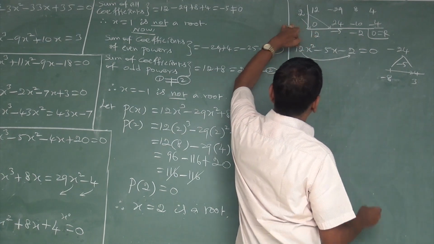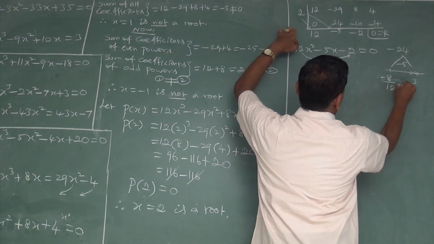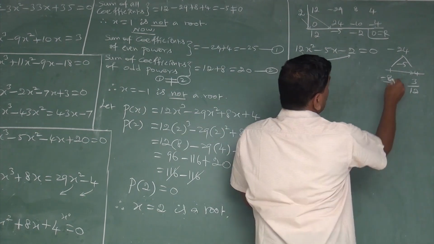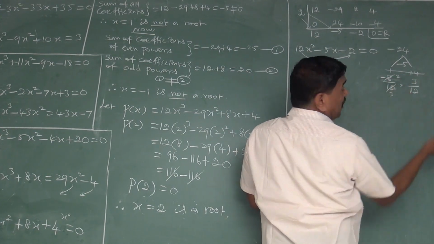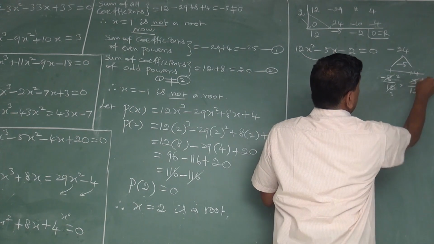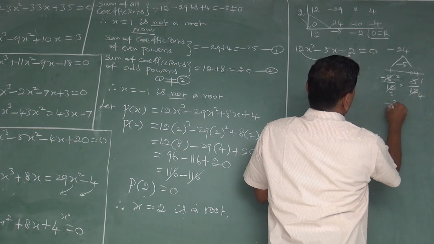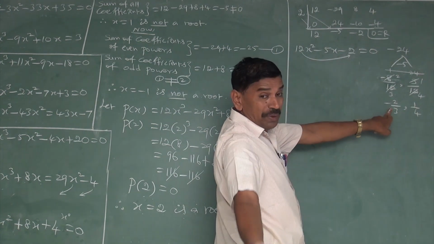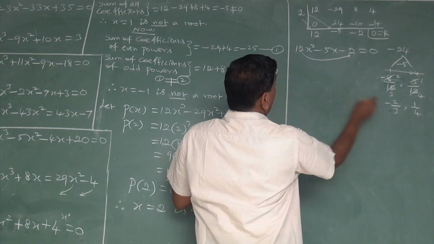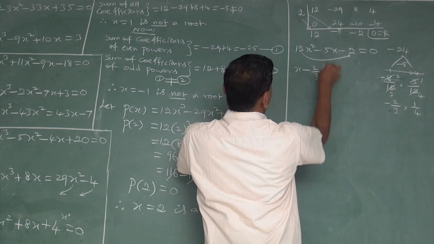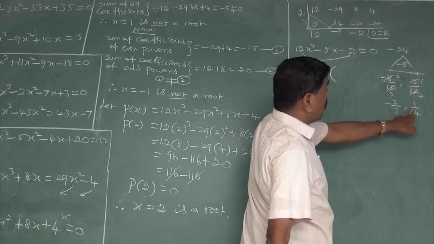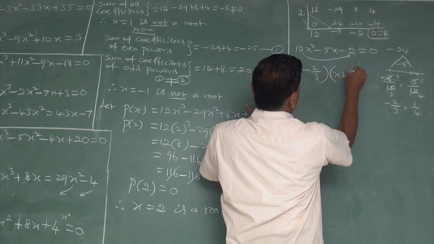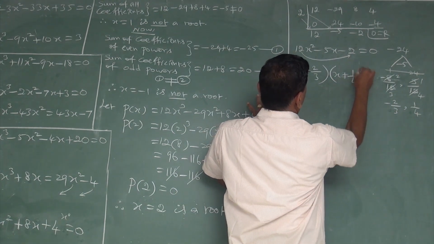Now remember, x square coefficient is 12. So divide by 12. Now simplification, please. 2 4s are 8, 3 4s are 12. Next, 1 3 is 3, 4 3s are 12. Then minus 2 by 3, comma 1 by 4. What is minus 2 by 3? Very good, x minus 2 by 3 is a factor. What is 1 by 4? Very good, x plus 1 by 4 is a factor.